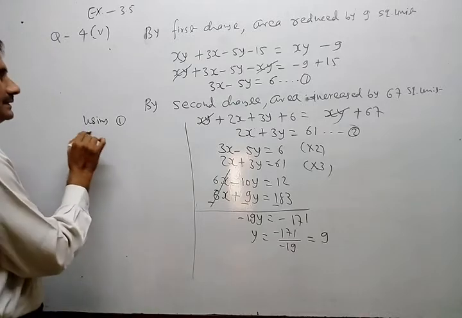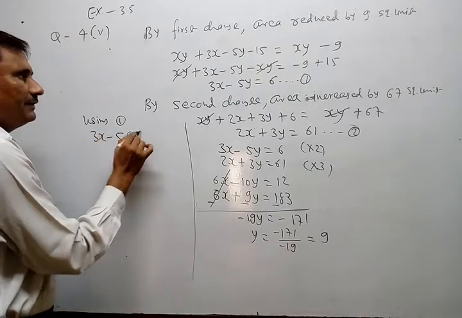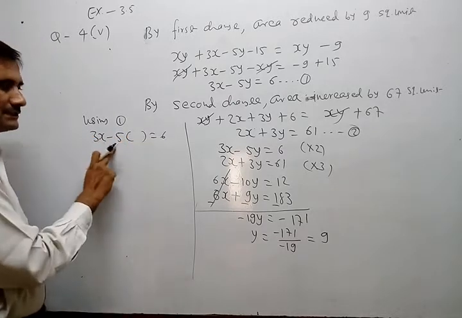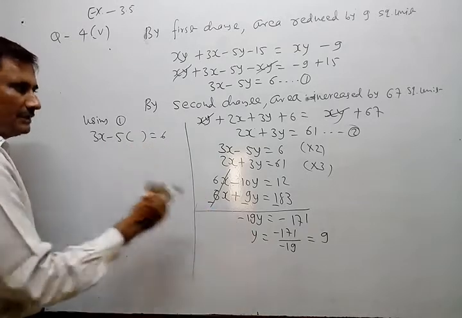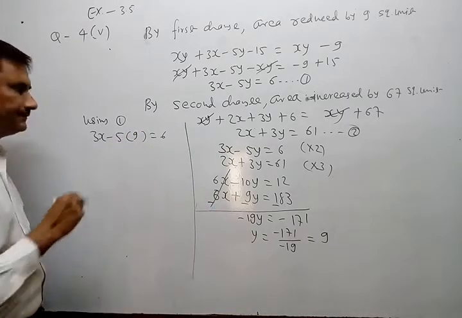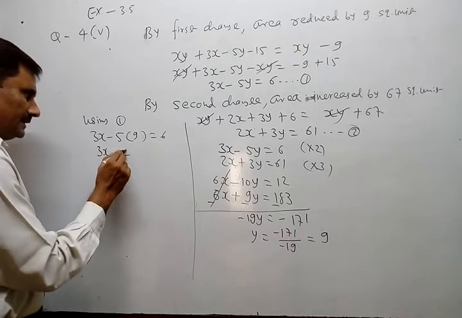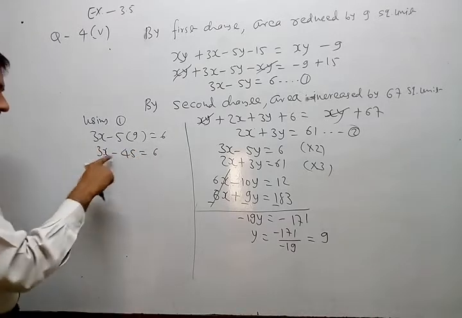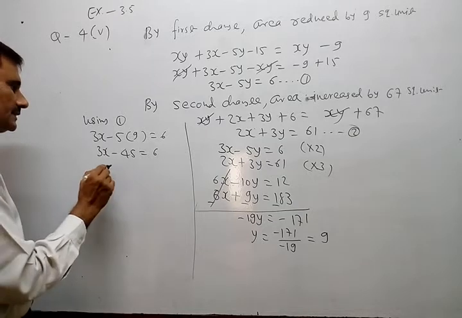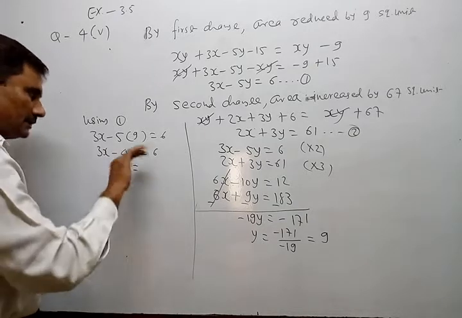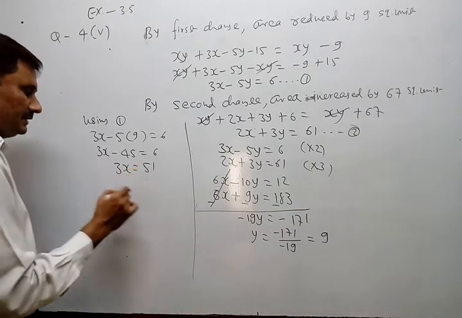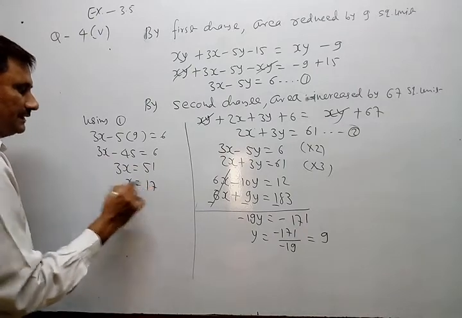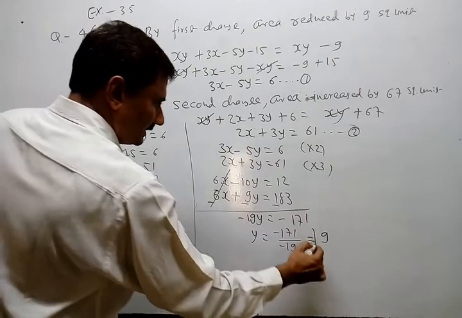So 3x minus 5y equal to 6. But y we got 9. So 3x minus 45 equal to 6. Okay. 3x equal to 6 plus 45, 51. So x will be 17. Okay. So this is y and this is x.